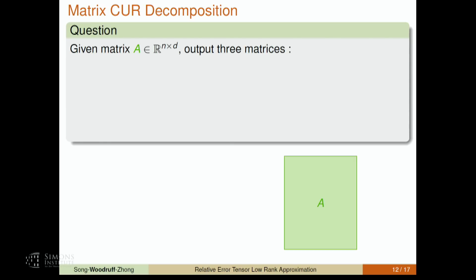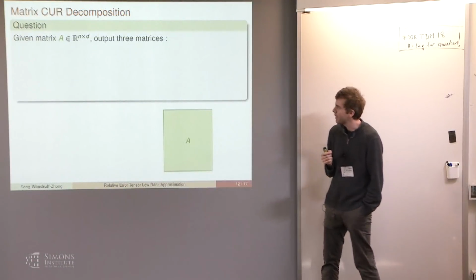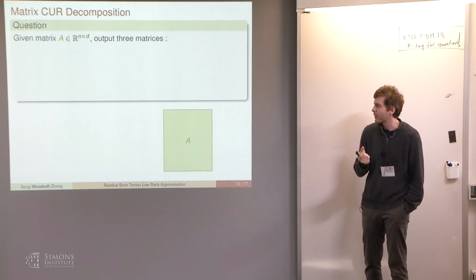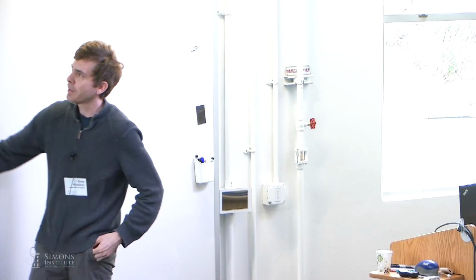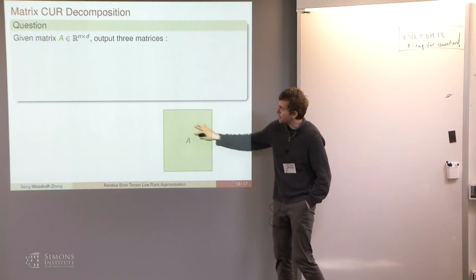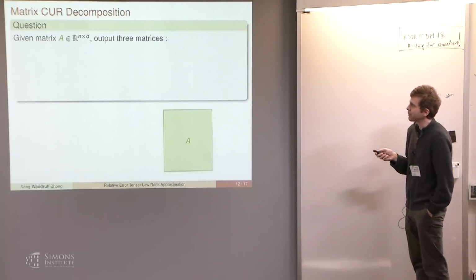Let me mention this column subset selection algorithm for tensors. But before doing that, let me just say what it is for matrices. If you haven't seen what's called the CUR decomposition, this is a special kind of low-rank approximation where the low-rank factors consist of actual subsets of columns and a subset of rows of your matrix. So given this m by d matrix A, we want to output three matrices.